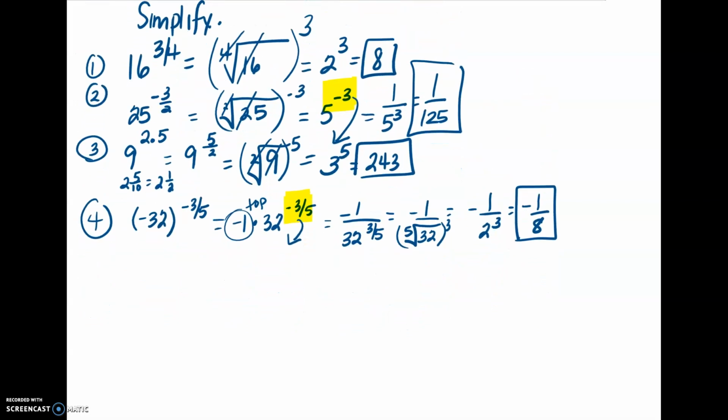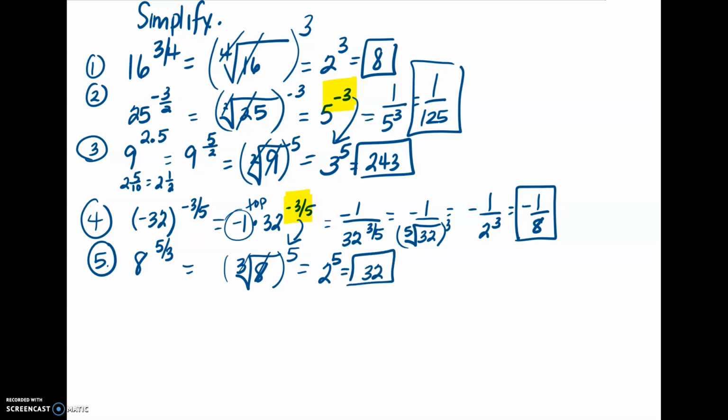Okay, we're going to do a couple more. And then you're going to go to the back side of this handout you printed out or a plain piece of paper that you have. 8 to the 5/3 power. This is an exponential form. I'm putting it in radical form. 8 is the base. It's under the cube. The denominator is your root, and it's to the 5th power. The cube root of 8 is a perfect cube. It is 2. 2 to the 5th power means 2 times 2 times 2 times 2 times 2.